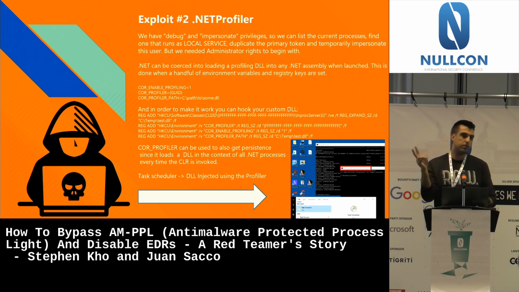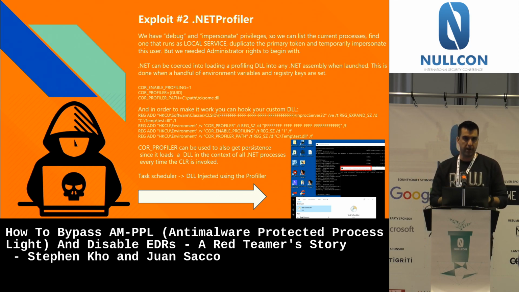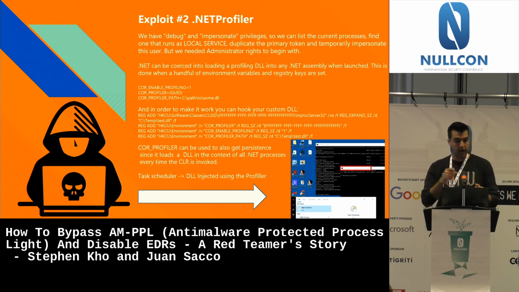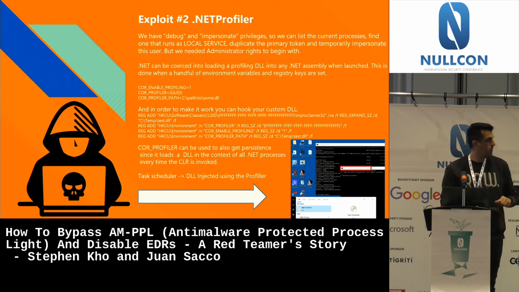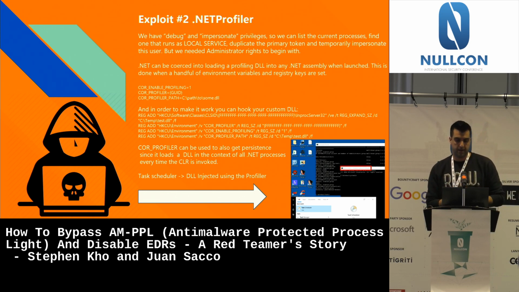So we use one, two, three exploits. We combine it, we chain it. This is an example of an exploit. This is using the .NET profiler. So basically, if we have the bug and impersonate privileges, like they come by default, we can use the .NET profiler in order to get an admin level shell, by abusing the type loading from the COM objects of the task scheduler.